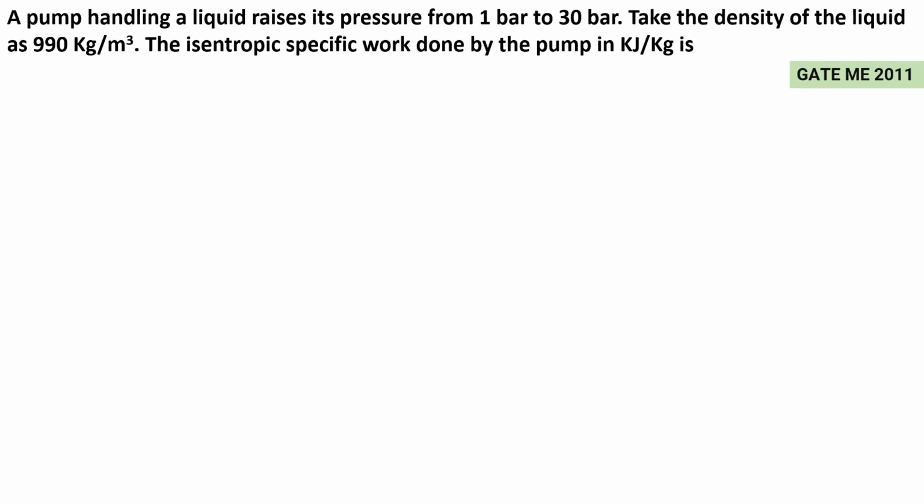So next we have to see another problem. A pump handling a liquid raises its pressure from 1 bar to 30 bar. Take the density of the liquid as 990 kg per meter cube. The isentropic specific work done by the pump in kilojoule per kg is. This question was asked in GATE 2011 for the mechanical paper. So let's see the solution.